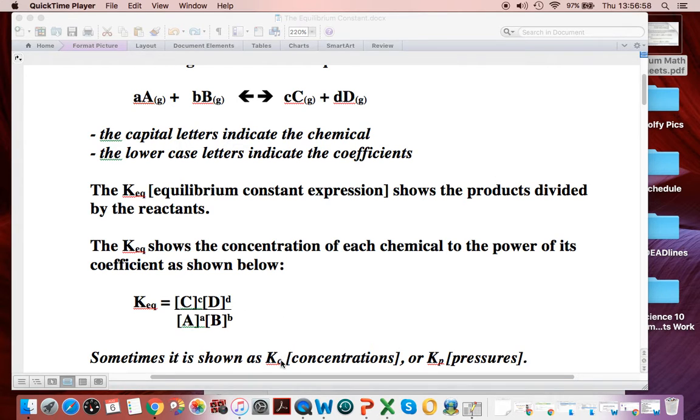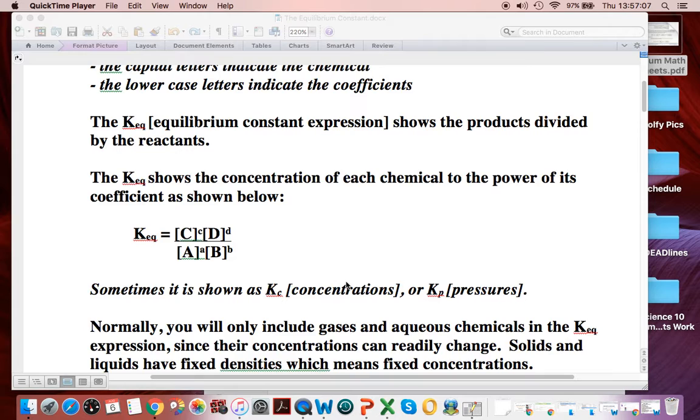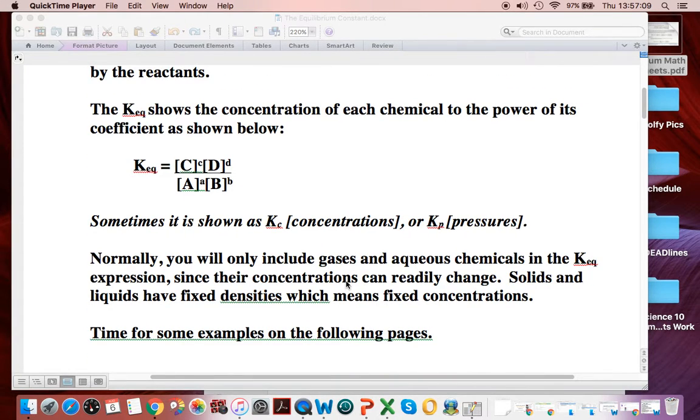Sometimes in books you'll see it as Kc if it's all concentrations, or Kp if it's all based on pressures. In general, in this course, we just call it Keq, eq for equilibrium. Now, when we're writing out these expressions, we're going to worry about things that are gaseous or aqueous. Things that are solid or liquid have fixed densities, which means they have fixed concentrations, and since this is a constant, we don't include them because they wouldn't be changing, depending on temperature and things.